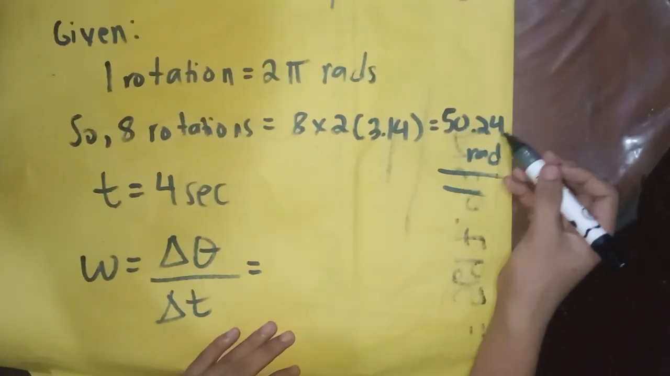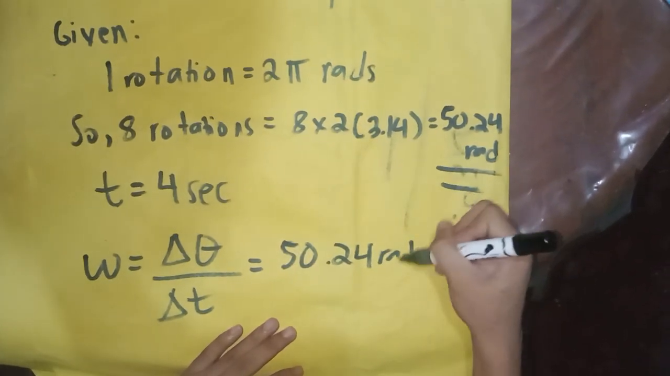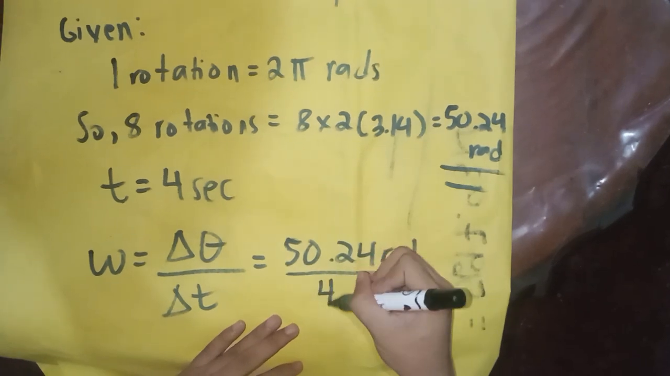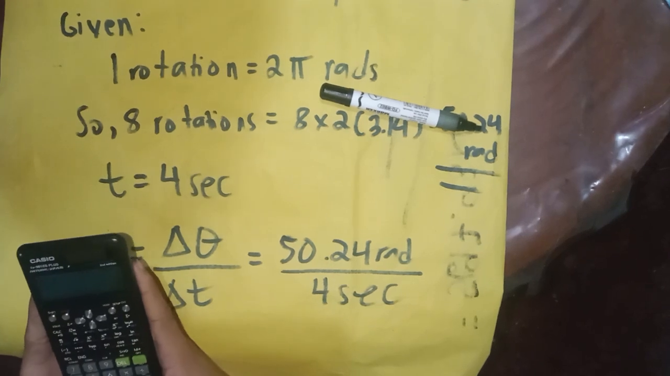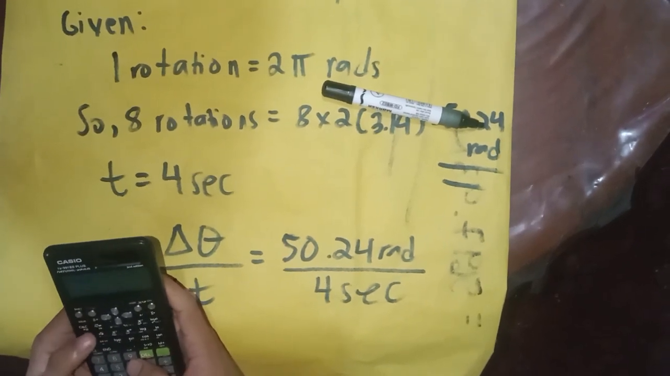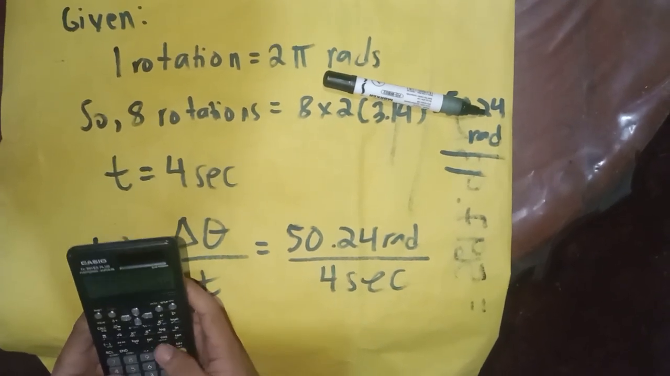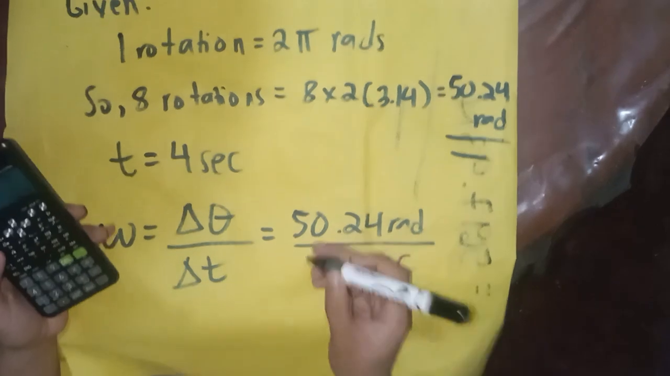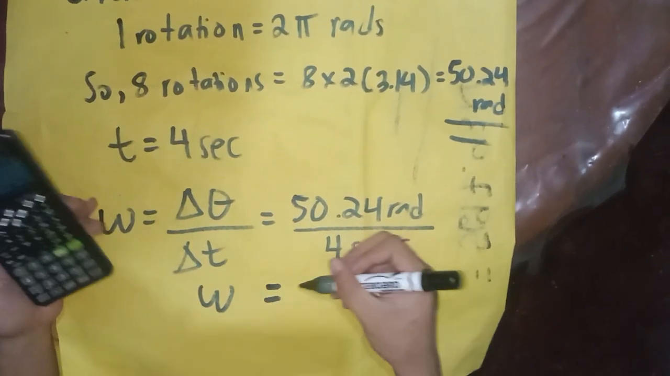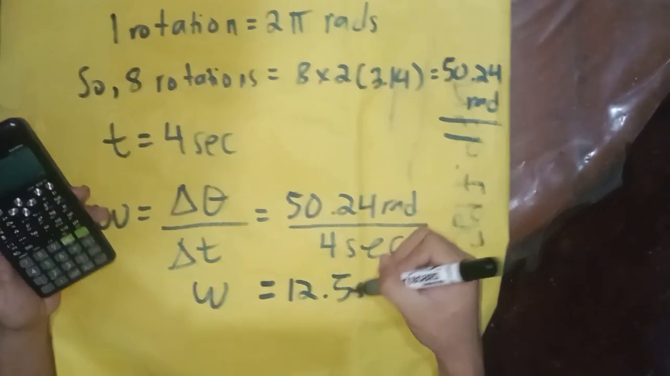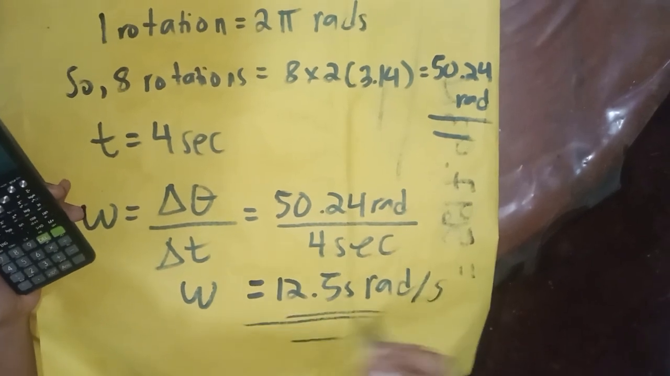So the displacement, 50.24 rad, over the time, 4 seconds. Let's just calculate: 50.24 divided by 4. The answer is 12.56. This is our angular velocity, 12.56 rad per second. So this is our final answer for this problem.